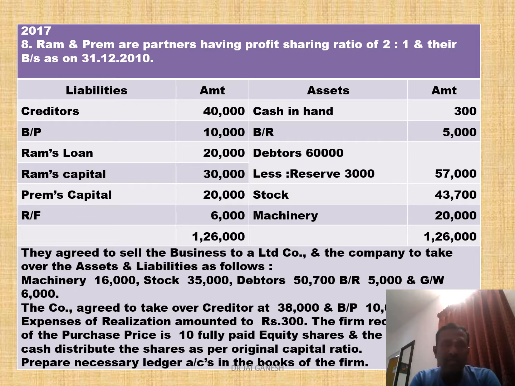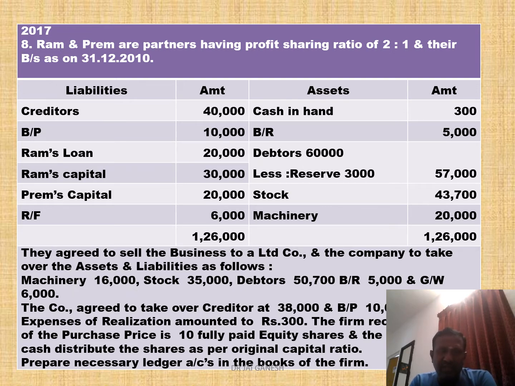We have creditors, bills payable, Ram's loan, Ram's capital, Prem's capital, and reserve fund. We have cash in hand, then we have debtors, less reserve, bills receivable, stock, and machinery. They agreed to sell the business to a limited company and the company to take over assets and liabilities as follows.